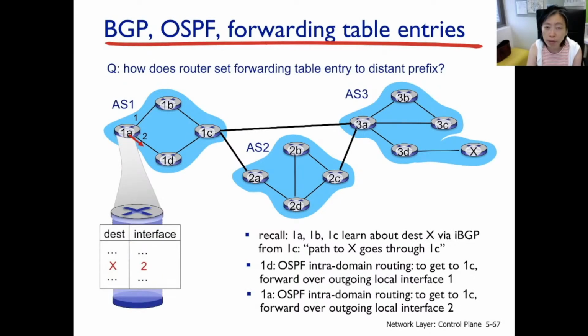Similarly, let's derive it for 1A. 1A knows that for destination X, it should forward packets towards router 1C. So let's call intra-AS routing and find out from OSPF which link, 1 or 2, is on the shortest path to 1C. We get 2 here, and 2 here would forward packets to 1D, and 1D, as we saw earlier, will forward packets in this direction and reach 1C, and therefore go on to reach destination X.